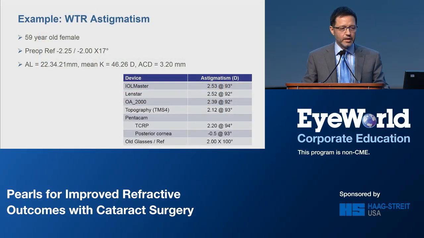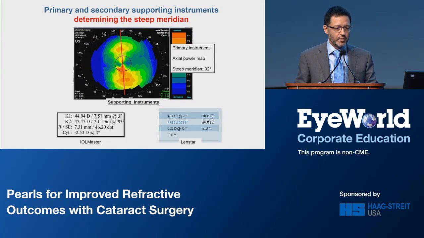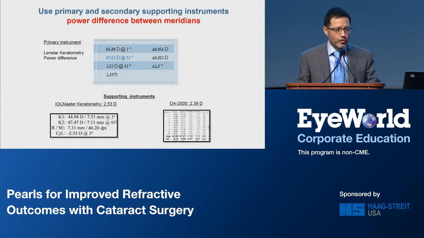So let's go quickly through one calculation together. This is a 59-year-old female. She has cataract and with-the-rule astigmatism. So the first thing I do, as you might, is look at the mirrors and see that they are okay. Then I'm making sure that we are dealing with a pretty regular and symmetrical astigmatism. And then it's advisable to follow Warren Hill's methodology and to use primary and secondary supporting instruments in order to determine the steep meridian. And then you can do the same for the power difference between the meridians.